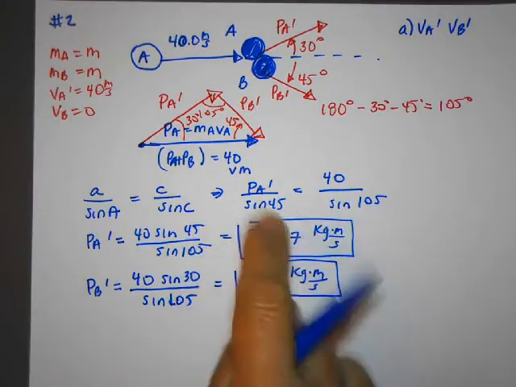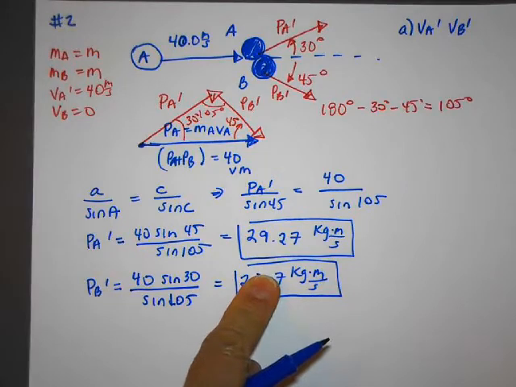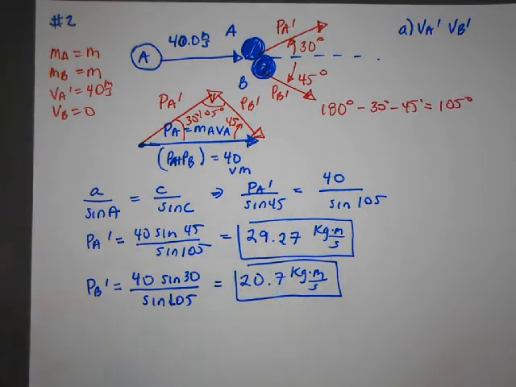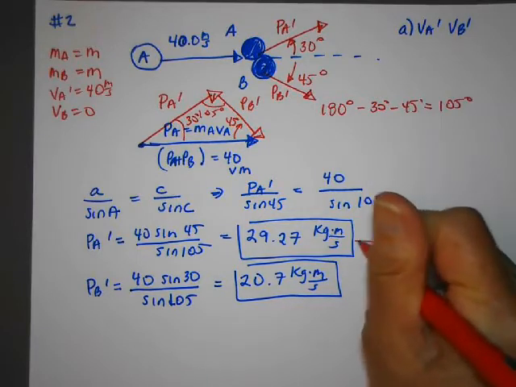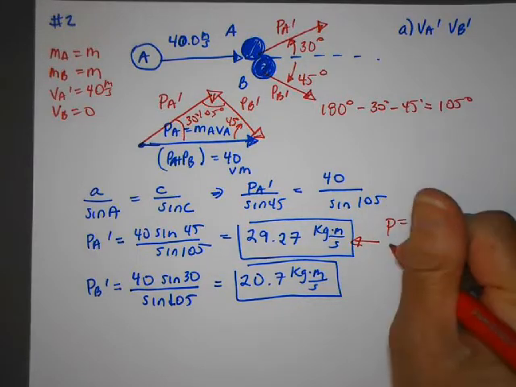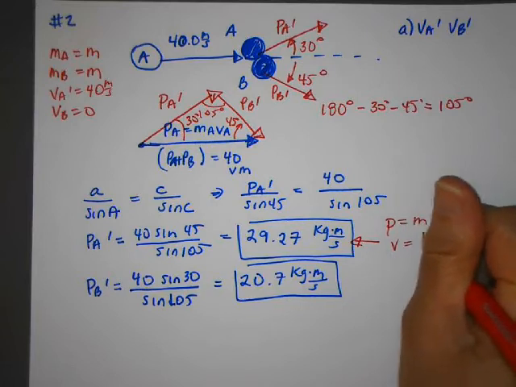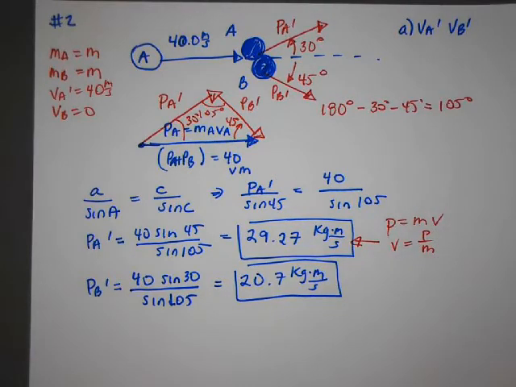Now, if they ask me for the velocity, but I don't have the mass, remember that P is equal to mv, so if I wanted to find the velocity here and I knew the mass, I would say v is equal to P over m, and then I could find it, but they don't give us the mass.